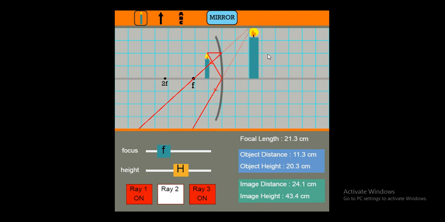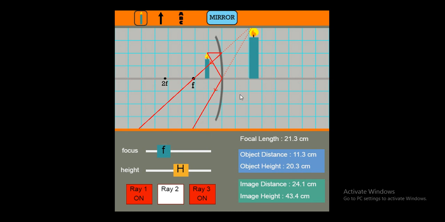Then another very important feature is the position of the image. We can get the idea about the position of the image: it is greater than the object distance. The object distance given here is 11.3 centimeters and the image distance is 24.1 centimeters. According to this first diagram, the image distance is always greater than the object distance. You can also see that.